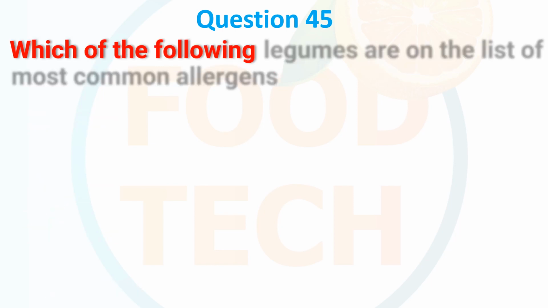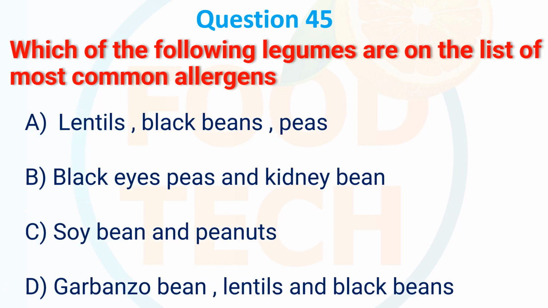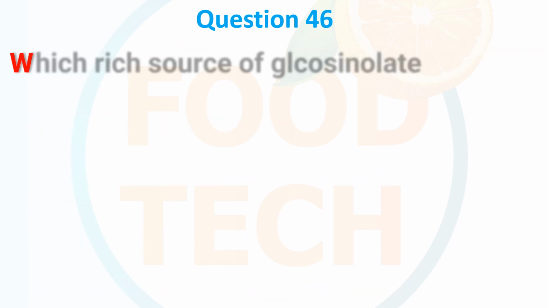Which of the following legumes are on the list of most common allergens? A. Lectins, black bean, peas. B. Black eyed pea and kidney bean. C. Soya bean and peanut. D. Garbanzo bean, lectin and black bean. The answer is C. Soya bean and peanut.